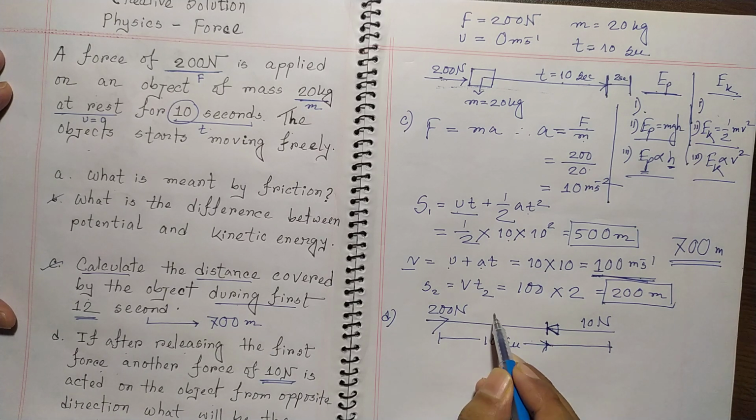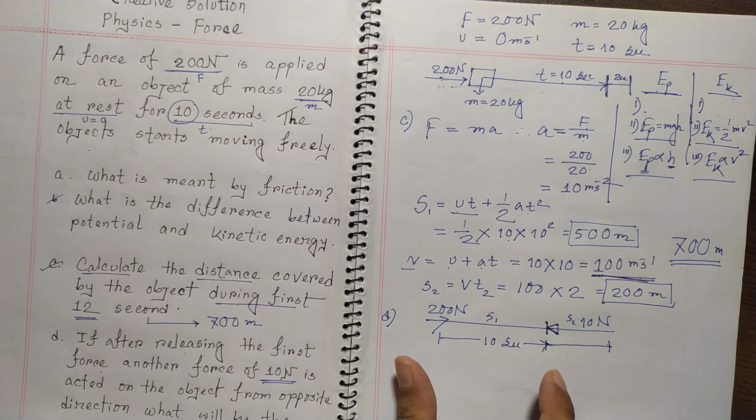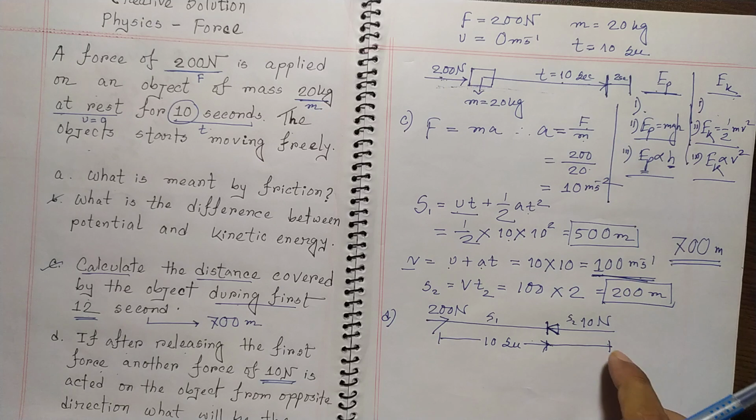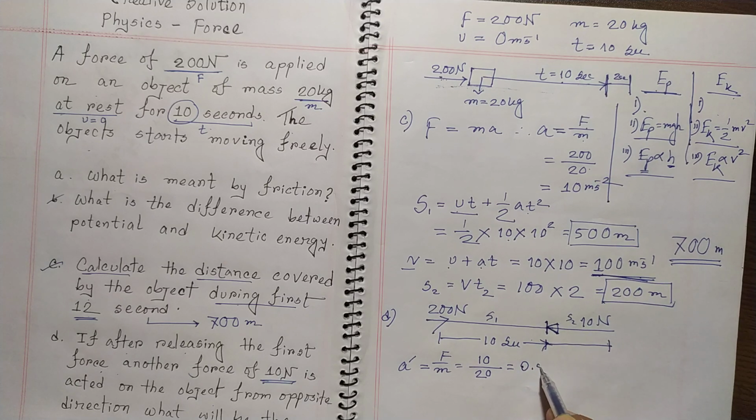Now we need to find this S1 and S2. We got this S1 previously. Now, as the opposite 10 Newton force is acting, which is negative, the acceleration would be negative. So A prime is F by m. From the second half of the data, we know that 10 Newton is working on a 20 kilogram object, which is 0.5 meter per second square.